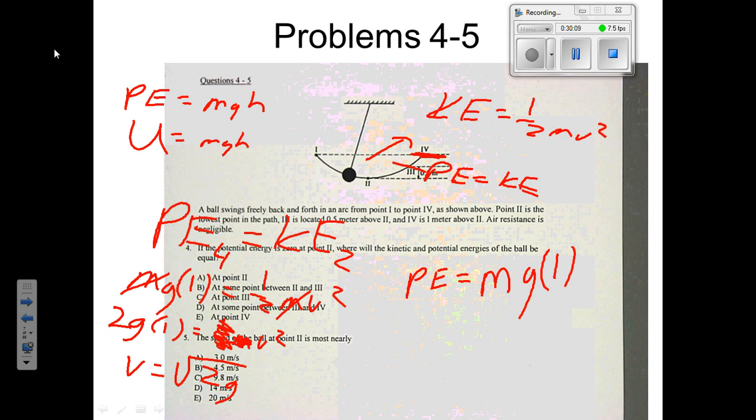You didn't need the numbers. Does that make sense? Key thing to realize is the potential energy at your highest point is equal to your kinetic energy at equilibrium point. And you just set those two equations equal to each other. mgh equals 1/2 mv squared.